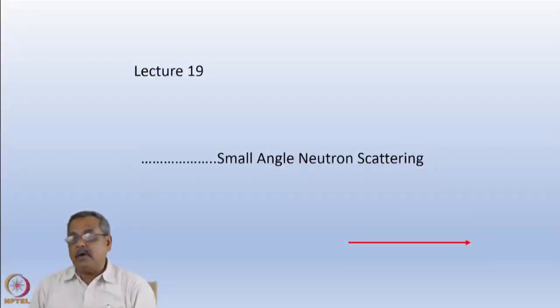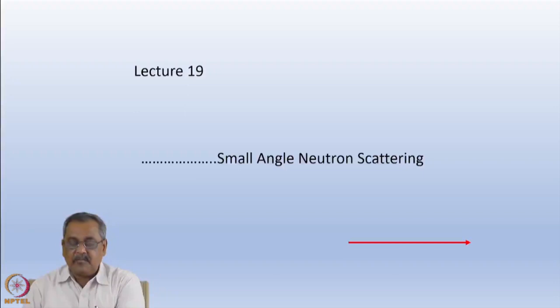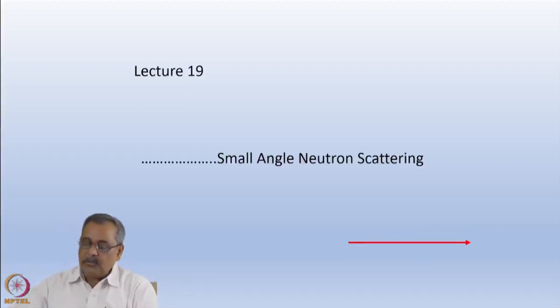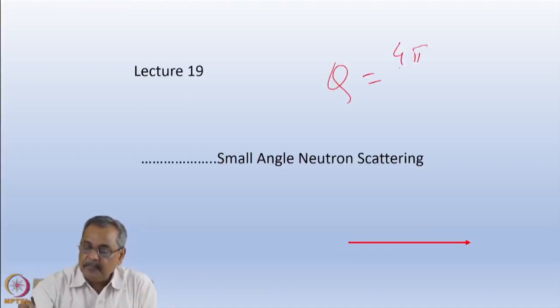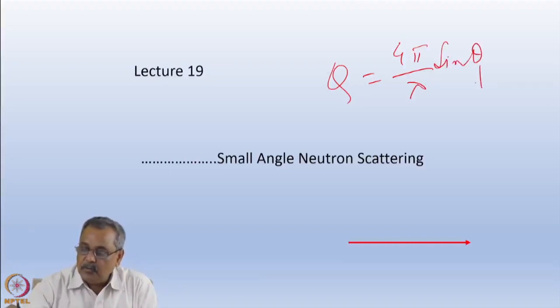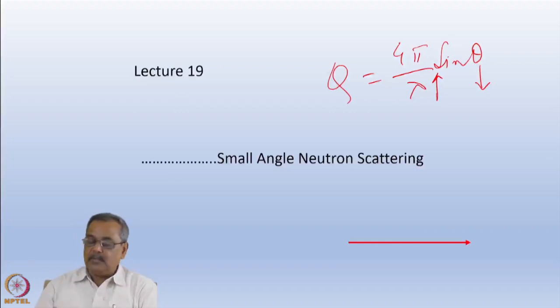So in this lecture, I will continue with our discussion on small angle neutron scattering. I had introduced you to the subject and I told you that small angle is basically experiments that we do at small q. And for small q, as I told you, q is equal to 4 pi by lambda sine theta. So we take recourse either to go to smaller q or to go to larger lambda. But in general, the technique is known as small angle neutron scattering.